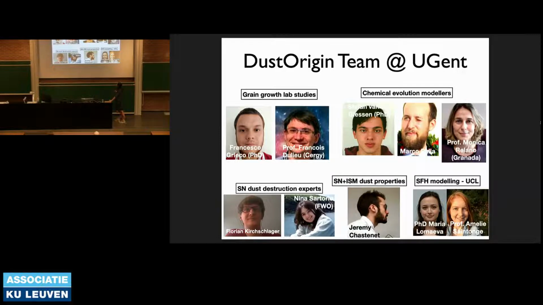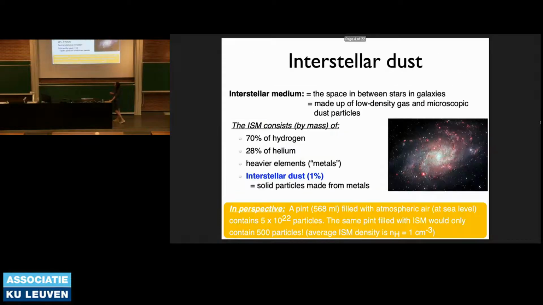And then we have a postdoc, Jeremy Chastanet, working on characterization of supernova and interstellar dust properties. From my time at UCL, I also have a joint PhD student working on star formation history modeling, which also comes in very handy for the topic that I'll discuss today.